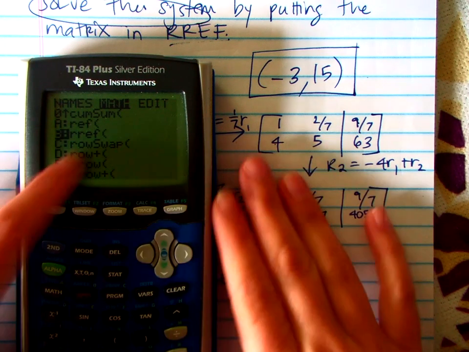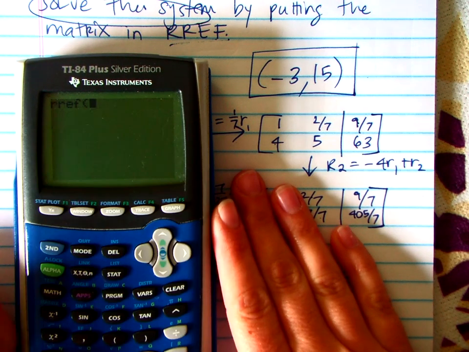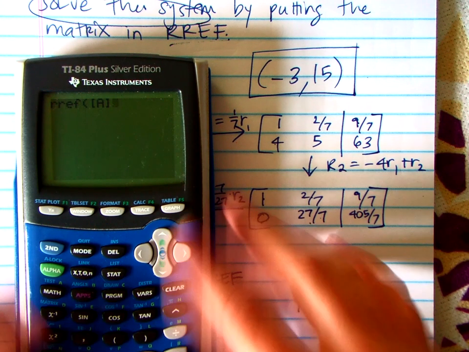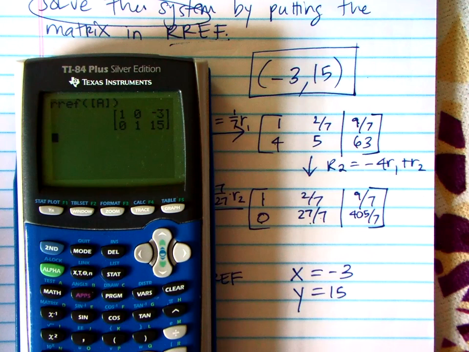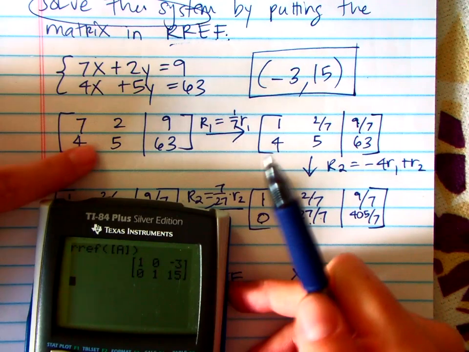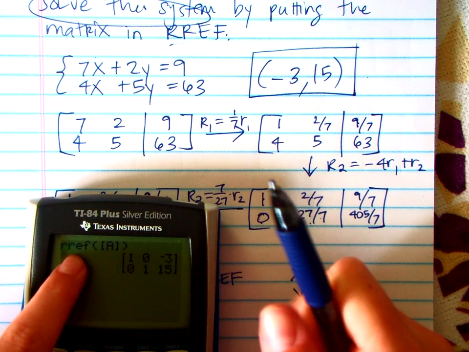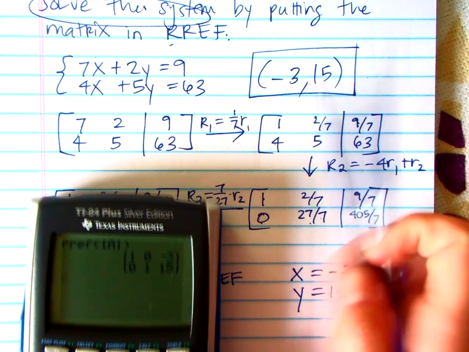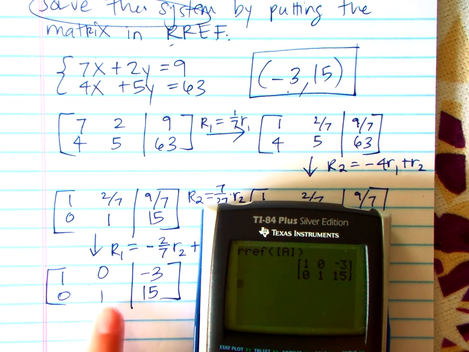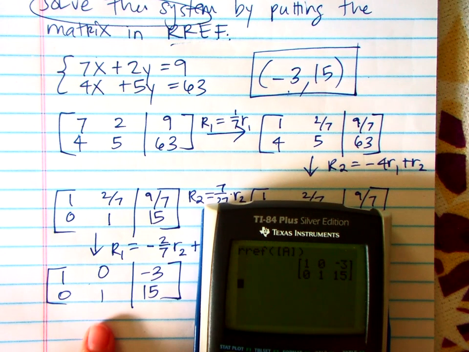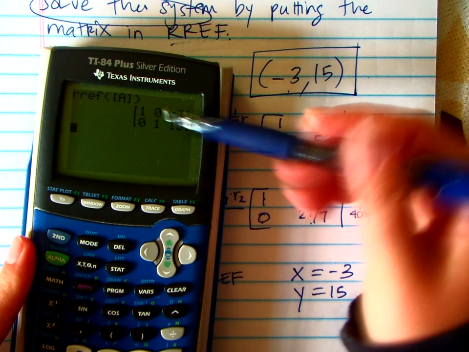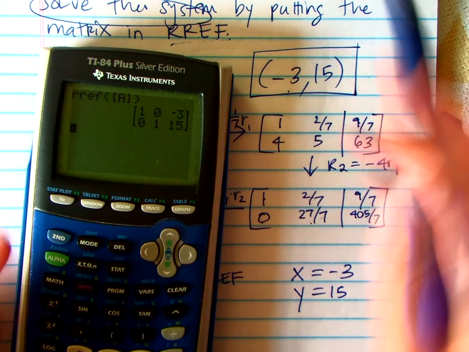All right, reduced row echelon form. Now I'm going to call up matrix A. This may not work because this is not my normal calculator. Oh, it did it. Look at that. If we tell it to take that original matrix, but we want it in reduced row echelon form, it gives us the answer. This is what we got to at the very end. Reduced row echelon form is really nice because it just barfs out the answer: x equals -3 and y equals 15.